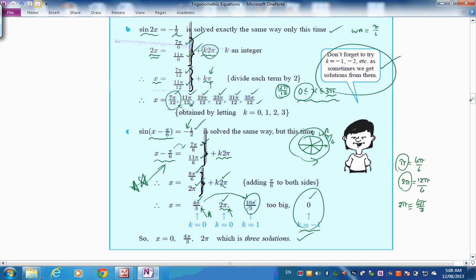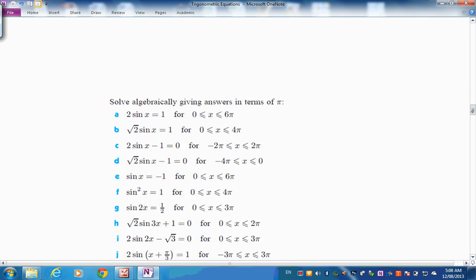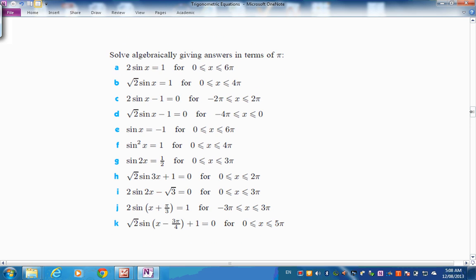Okay, are you ready? I've got some for you here. Well, there they are. So I would suggest you do all of these. Watch the domain. Look at this one: neg 2 pi to 2 pi, and neg 4 pi, neg 3 pi to 3 pi. We can spin around both ways. So remember your solution, which is plus k times 2 pi. But k could be 0, 1, 2, etc. But it could be going back the other way to pick up those equivalent positions, neg 1, neg 2, etc. Are you good enough?